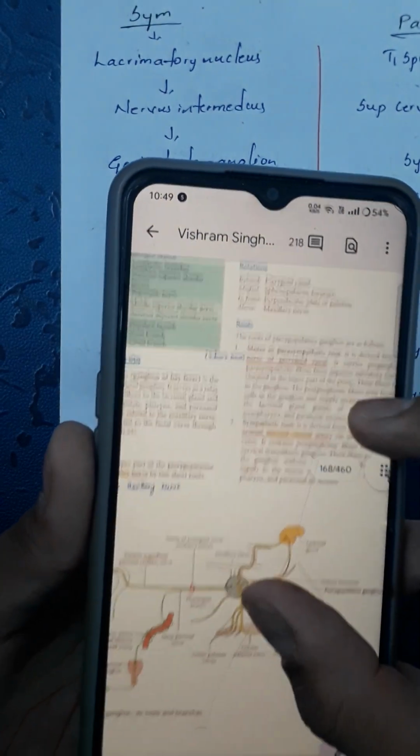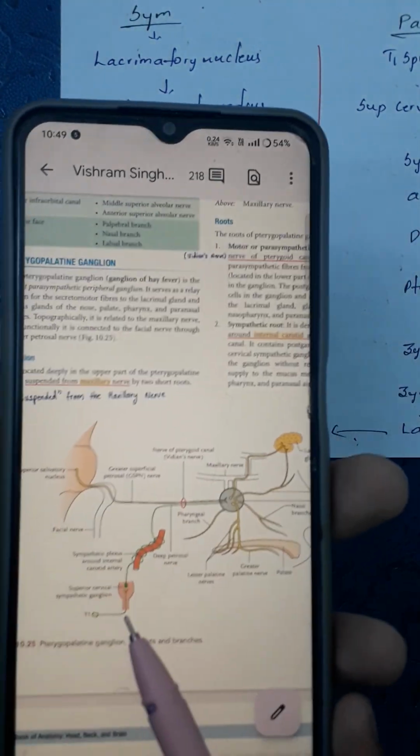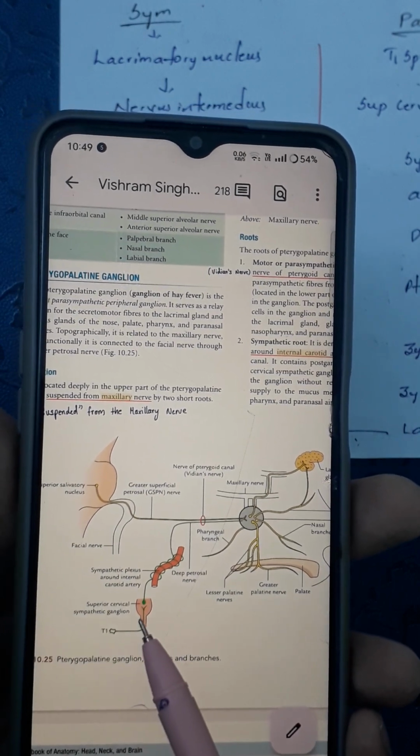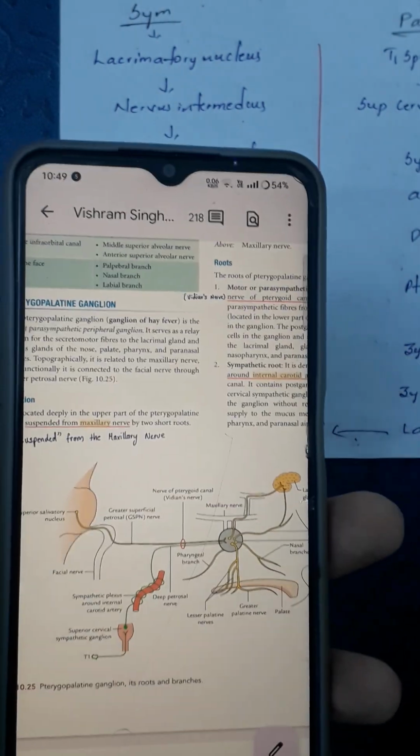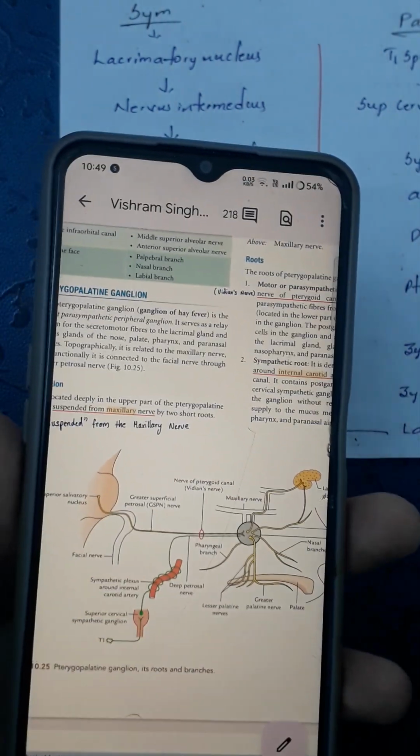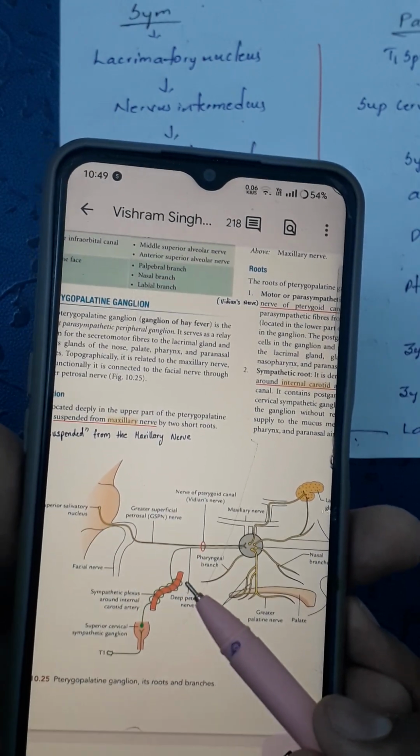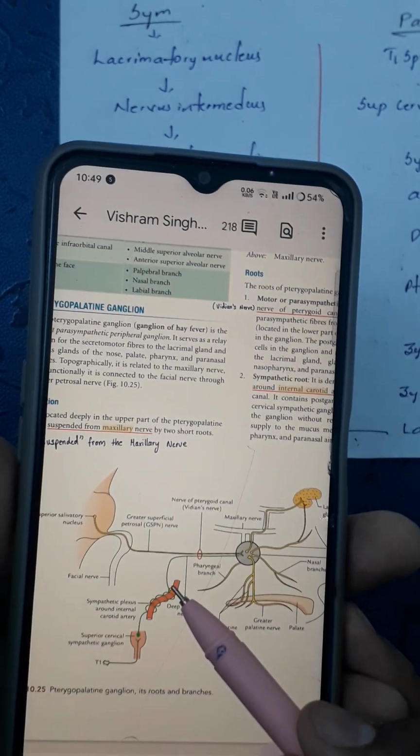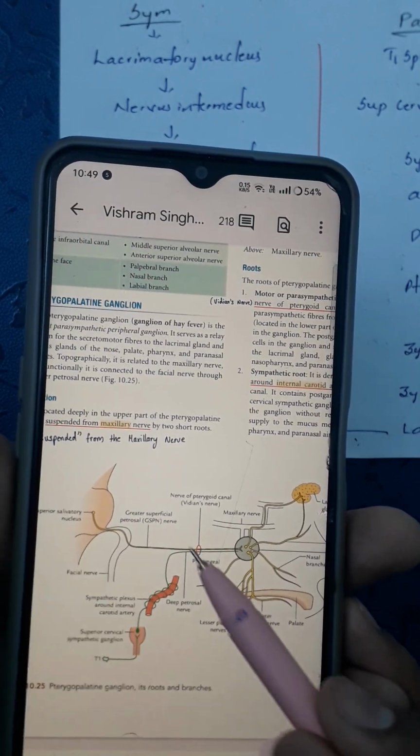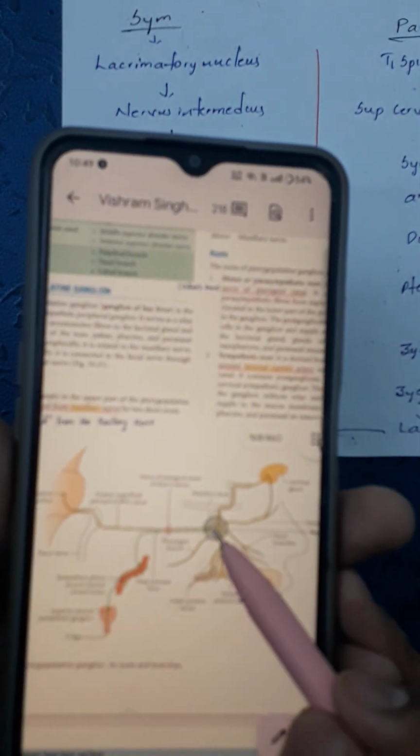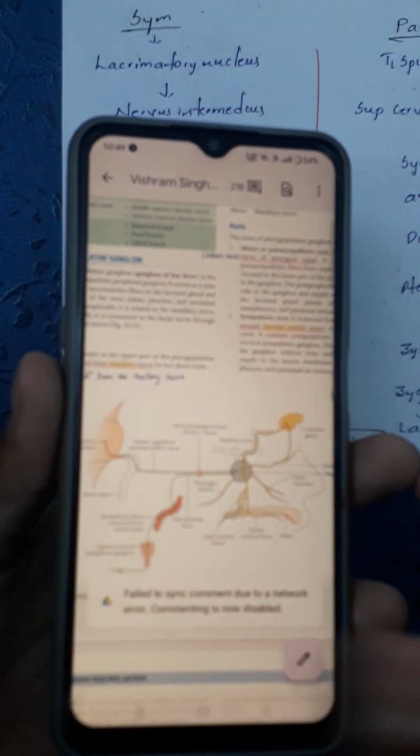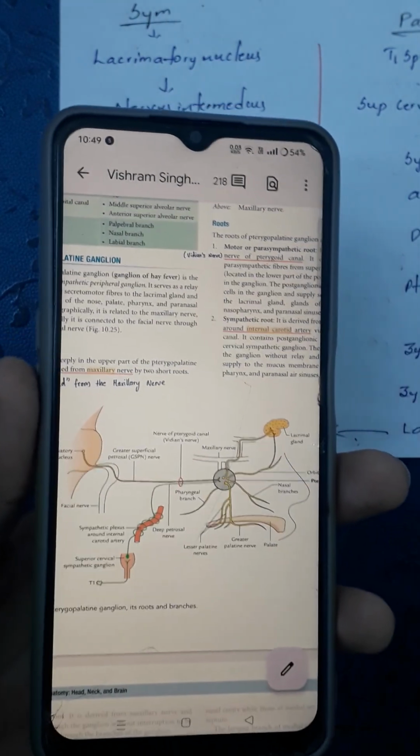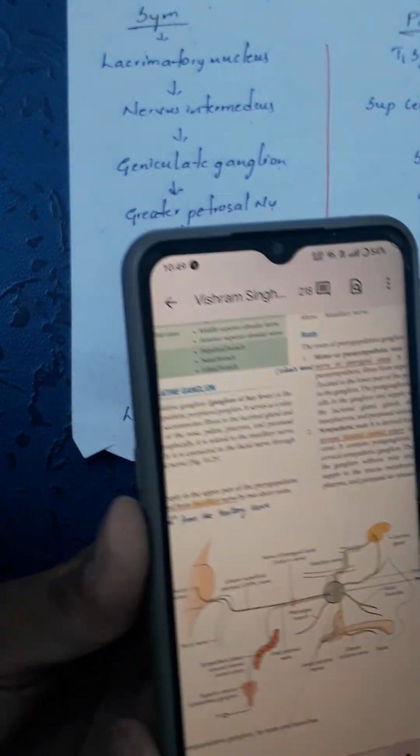What is the sympathetic supply? Here we can see the T1 spinal segment, and it passes to the superior cervical sympathetic ganglion. From here it surrounds the internal carotid artery. See, here it loops the internal carotid artery. From there it passes as the deep petrosal nerve, and here it passes into the pterygopalatine ganglion, and from the pterygopalatine ganglion again it passes to the zygomatic nerve, zygomaticotemporal nerve, lacrimal nerve, and it passes into the lacrimal gland as a sympathetic supply.